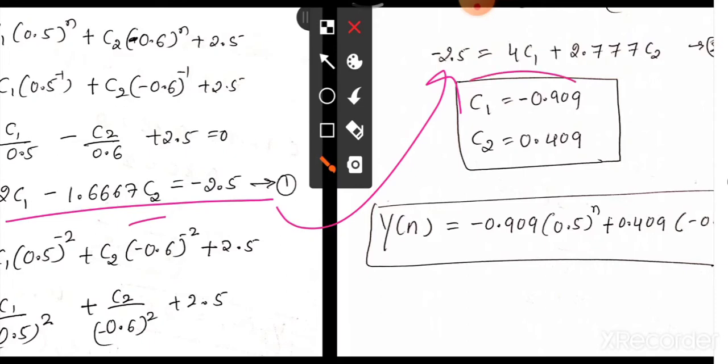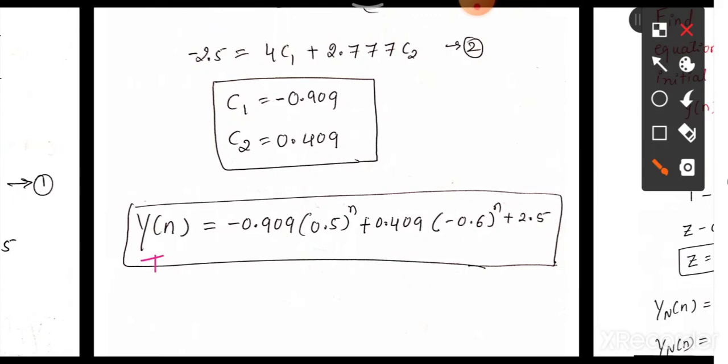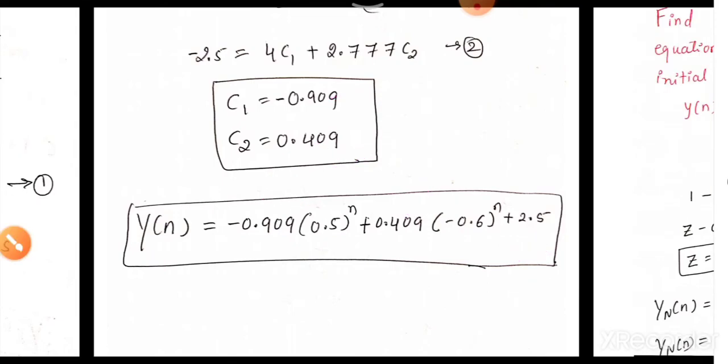By solving these two, we get the roots of that equation, that is c1 equal to minus 0.909 and c2 equal to 0.409. Therefore, your total response, we can write y2 of n will be equal to c1 into 0.5 raised to n plus c2 into minus 0.6 raised to n plus forced response, which is 2.5. This is how we have to calculate the total response of the difference equation.